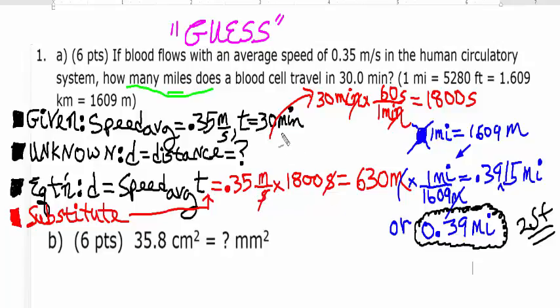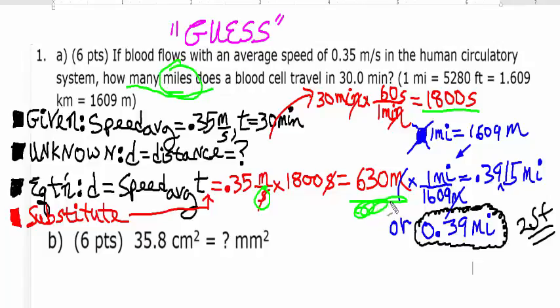The time, we don't write 30 minutes because we have meters per second. We must convert the time to seconds. 1 minute is 60 seconds. 30 minutes is 1800 seconds. We get 630 meters. The question asks for how many miles.